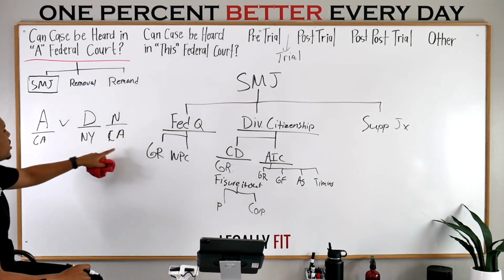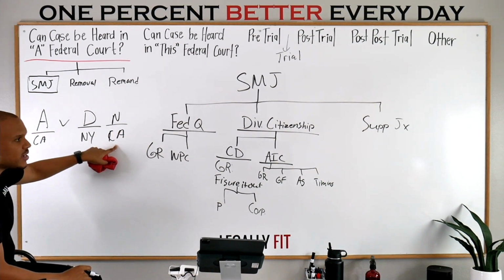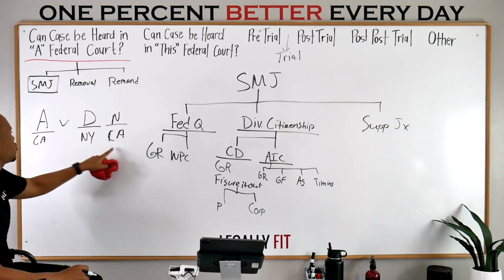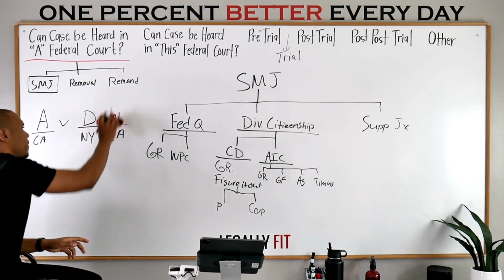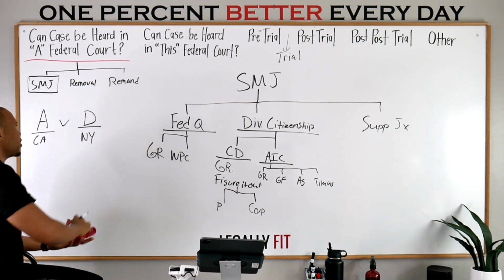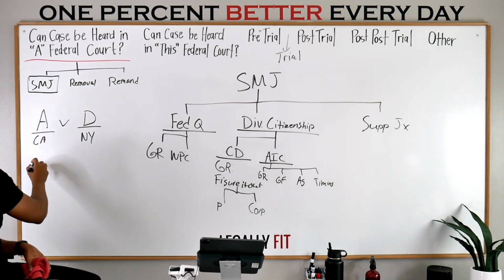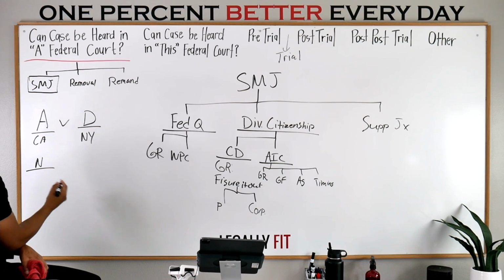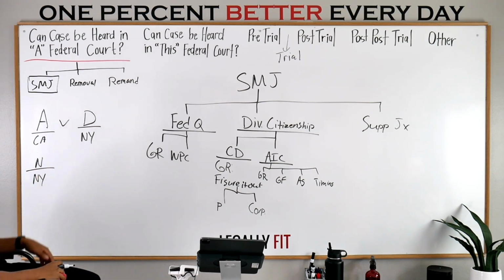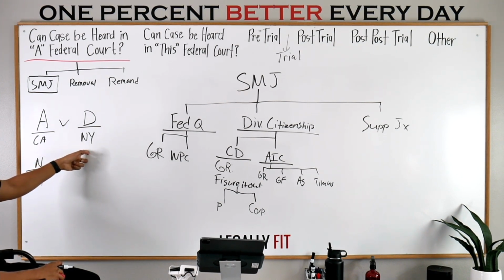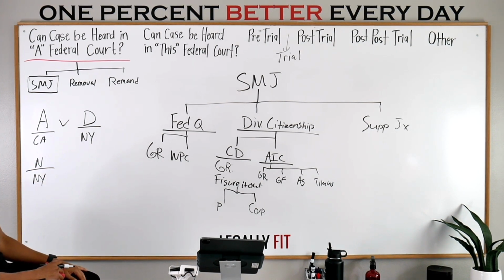Well, then that would destroy complete diversity, because now you would have a defendant that's from California. Or, last variation, if you were to add still Nicole to the plaintiff side, but Nicole happened to be a resident or citizen of New York, well, then now you have a plaintiff from New York and a defendant from New York. Complete diversity is destroyed.